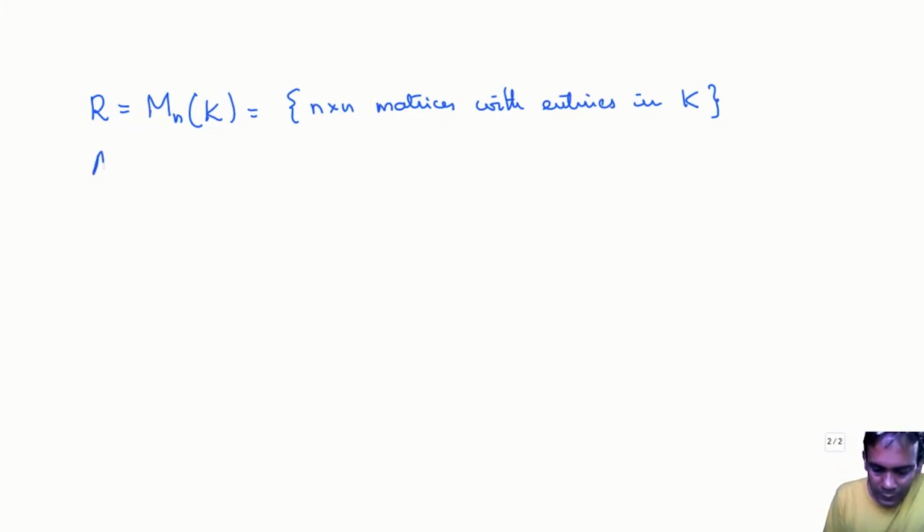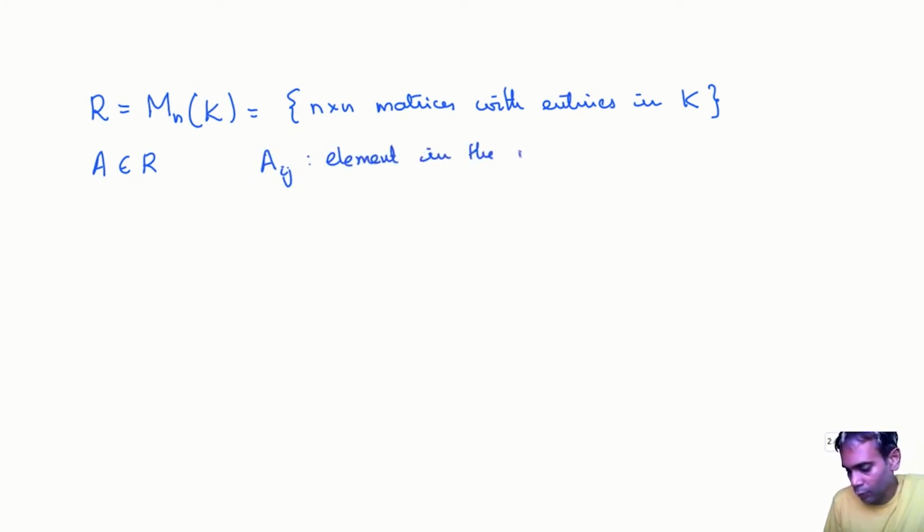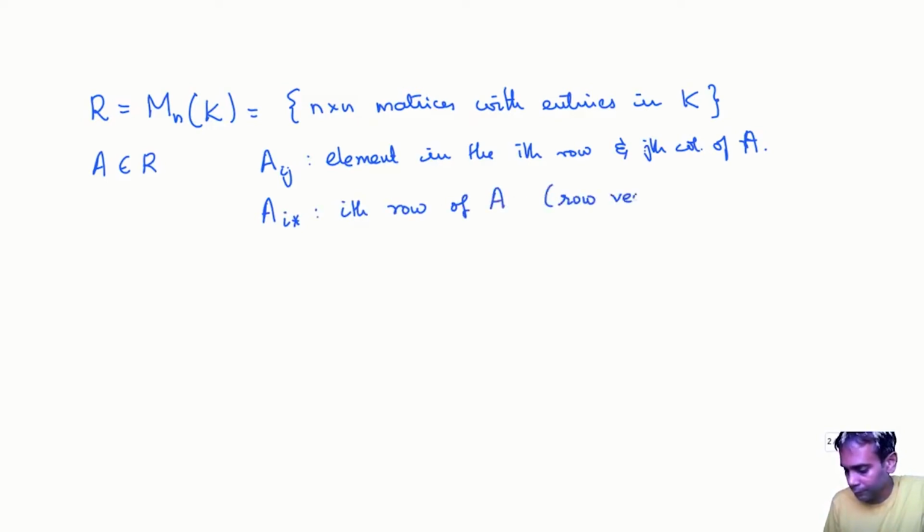Now for a matrix A in R, I'll use the following notation. A_ij denotes the entry in the ith row and jth column of A, the ijth entry of A. And I'll use A_i* to denote the ith row of A, so you think of it as a row vector. And A_*j will be the jth column of A, a column vector.